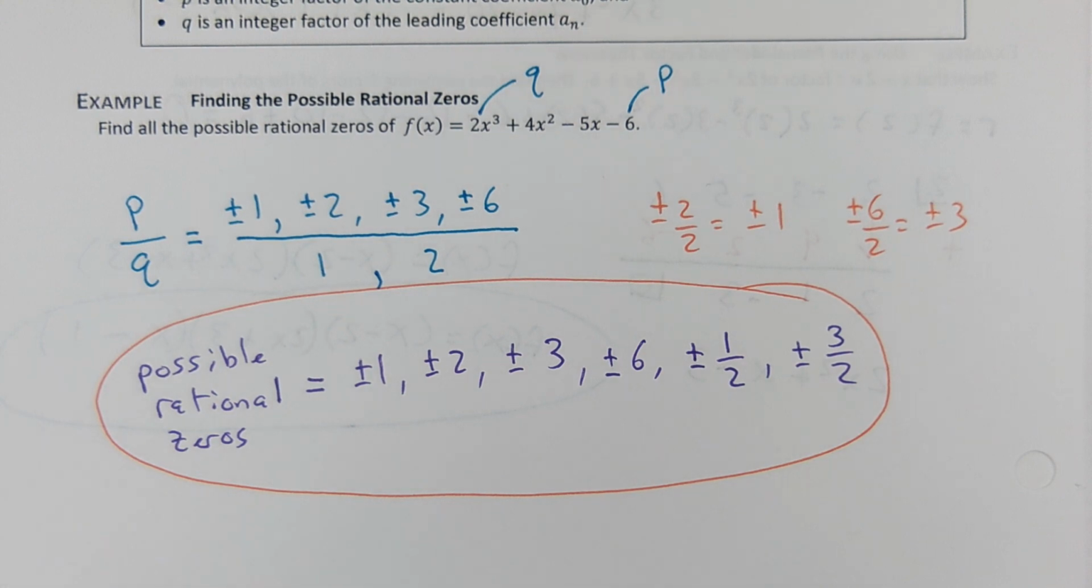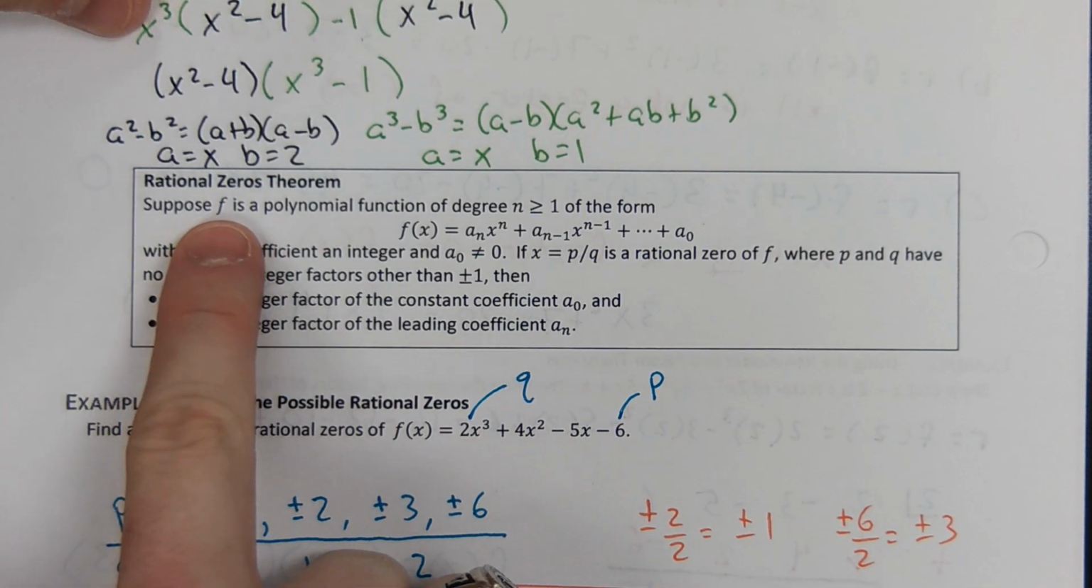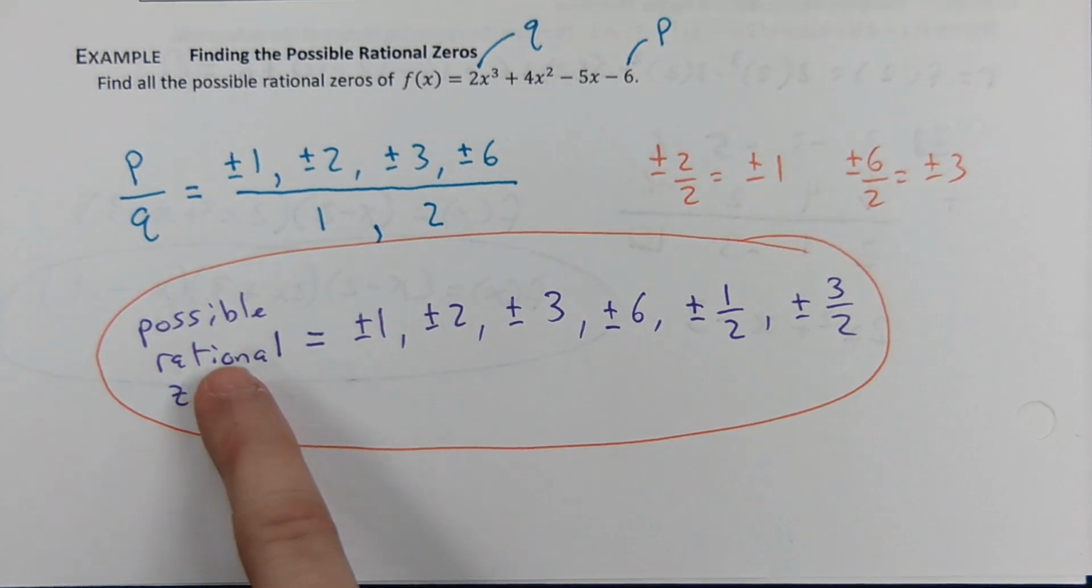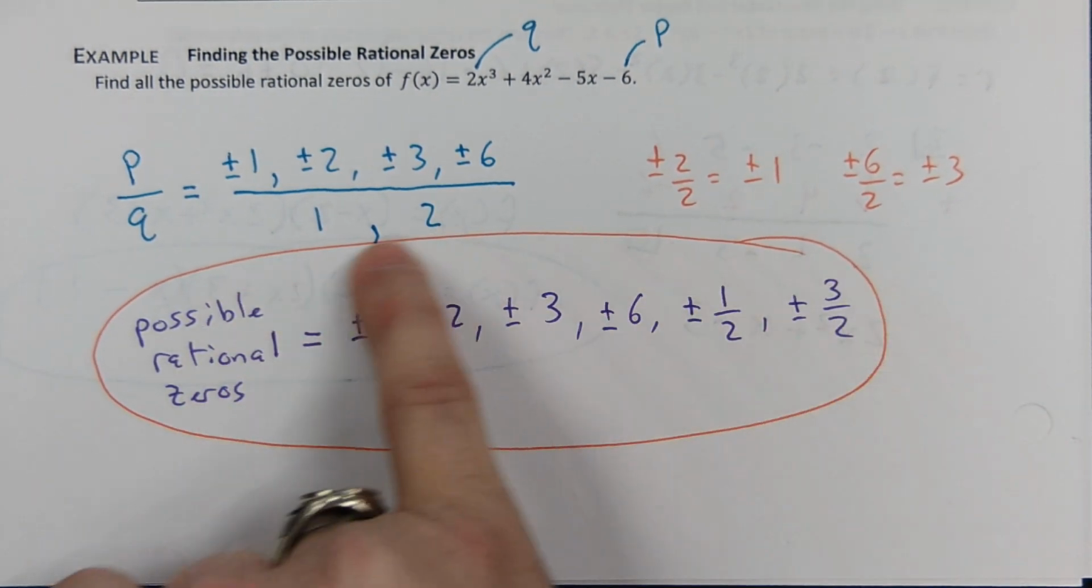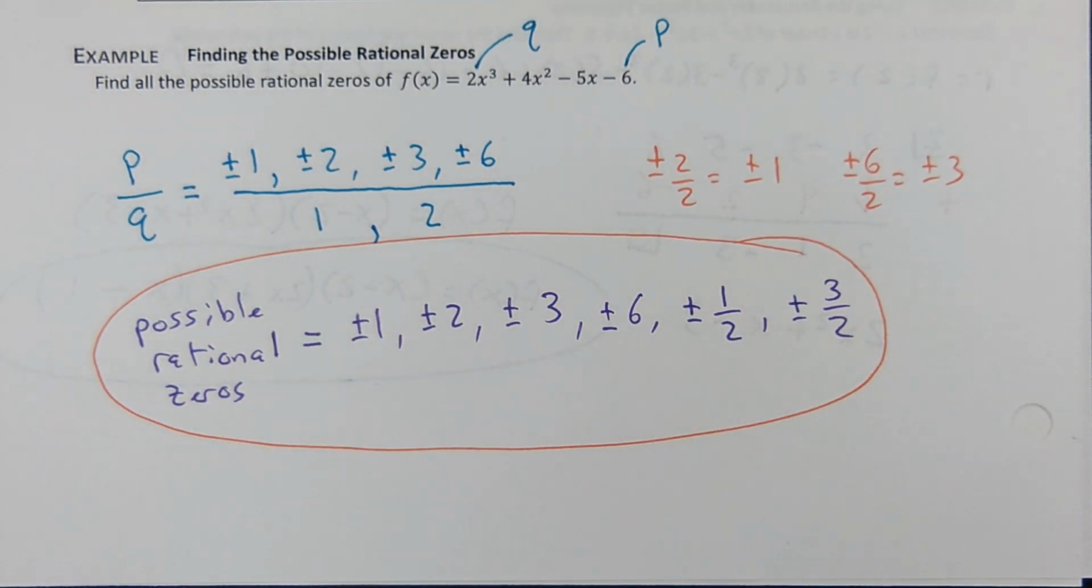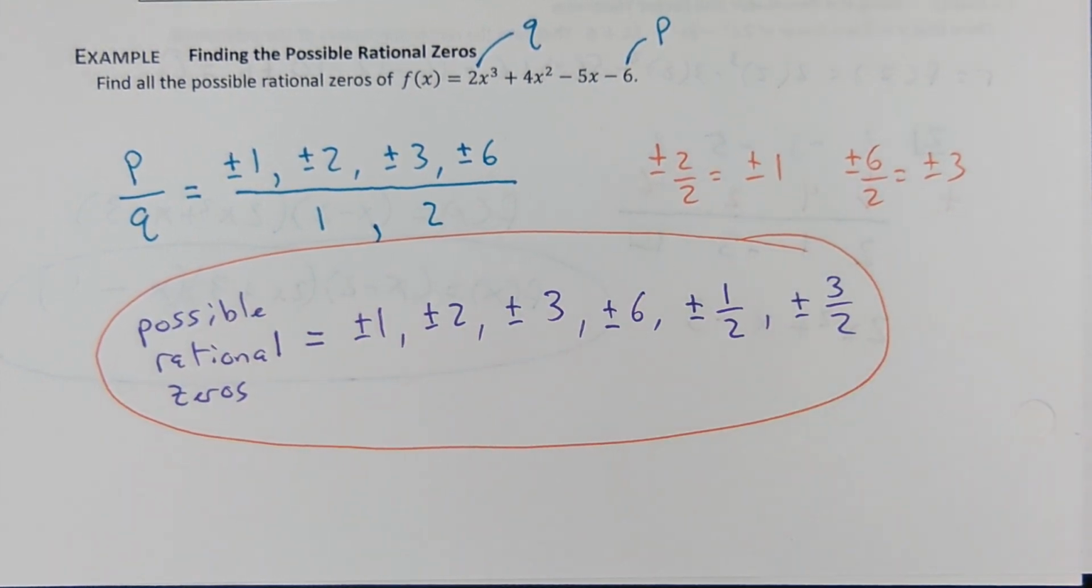So basically, this rational zeros theorem gives us the numbers that we could attempt using the remainder theorem to see what's even worth doing synthetic division with. This gives us our suspects. That's the point of that.